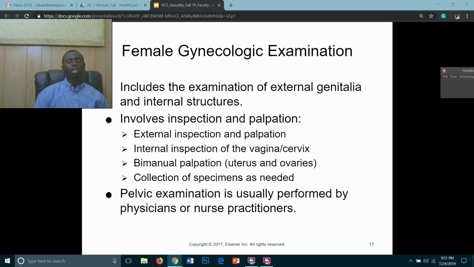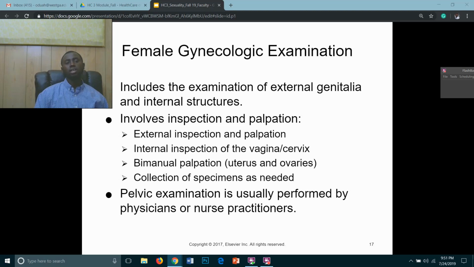After assessing for the history, then the nurse should move on to the physical examination, and this includes the female physical examination. The female physical examination includes the examination of the external genitalia and internal structures, external inspection and palpation of the breast, internal inspection of the vagina and the cervix, and also the bimanual palpation of the uterus and ovaries to make sure that all these structures are in their rightful anatomical positions.